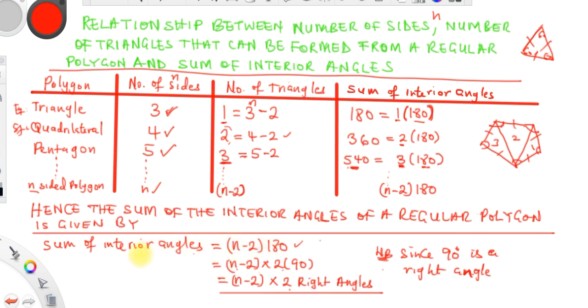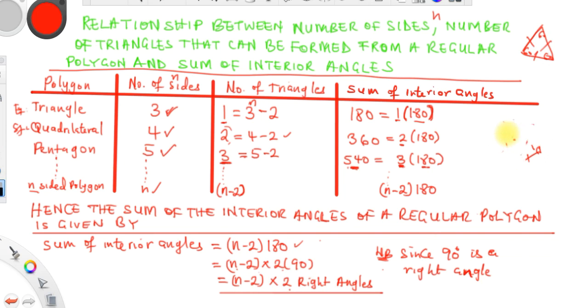And we said that in general, the sum of the interior angles of any n-sided regular polygon is given by n minus 2 times 180 degrees, which is the same as n minus 2 times 2 times 90, that is, n minus 2 times 2 right angles. Guys, this is very simple. I hope you are not getting confused. Let me explain it further for you to get it.